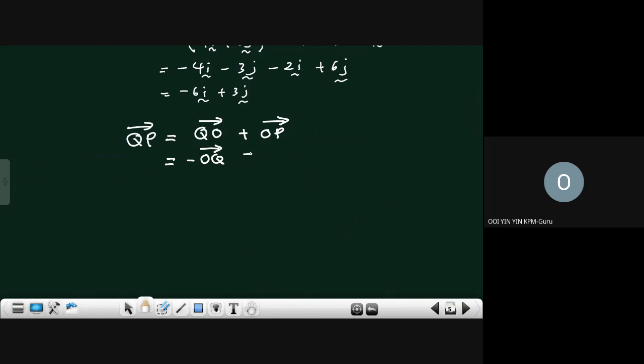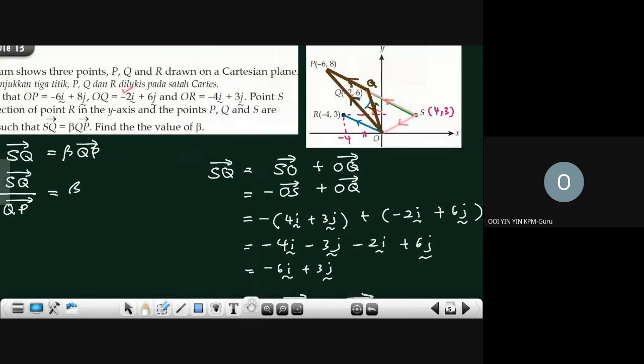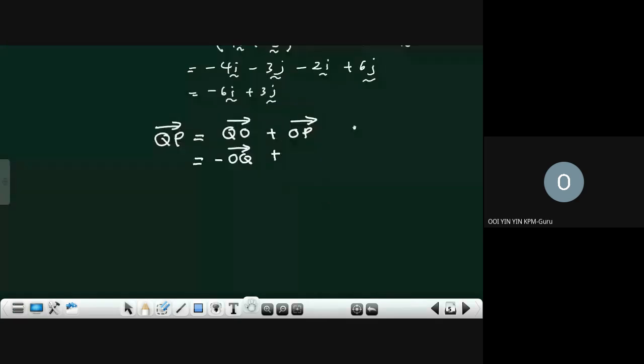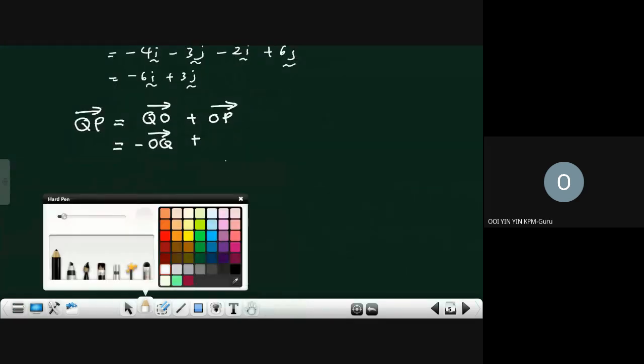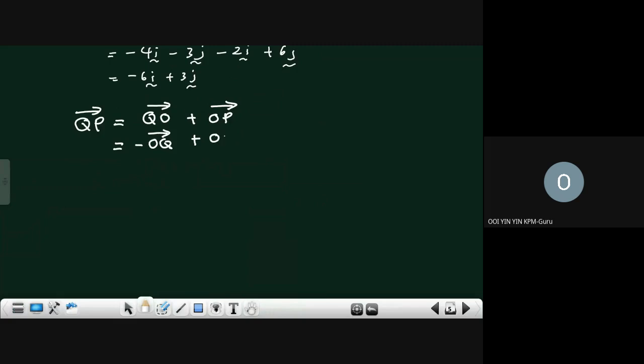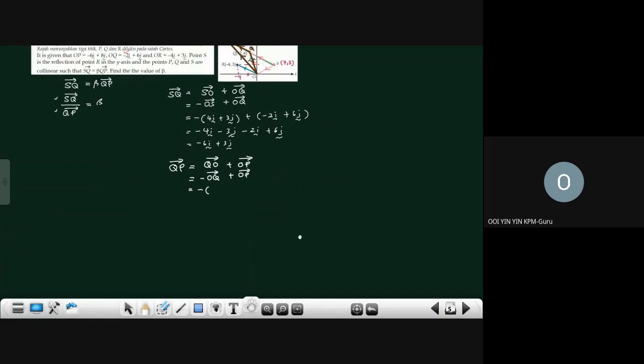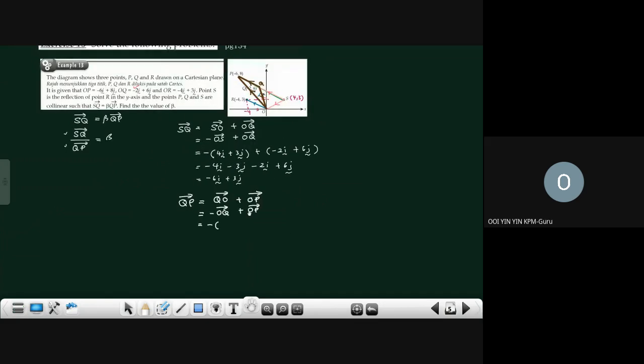And then OP, yeah, we have directly OP in your question, okay? If you still forget, your OP is negative 6i plus 8j. Okay, so yeah, OP we have. Now we put in our negative OQ. Our OQ is, okay, look at the question. Our OQ is 多少?